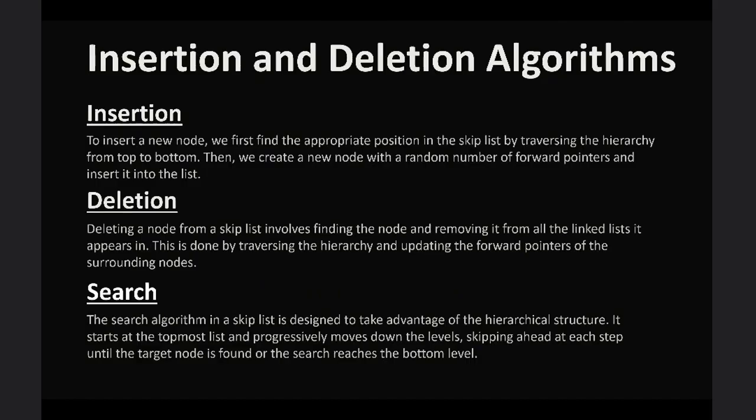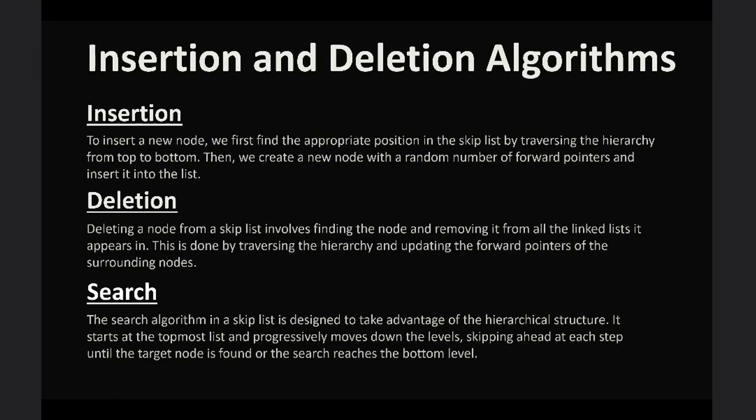In insertion, to add a new node, we traverse the skip list from top to bottom to find the right spot. Then, we create a new node with a random number of forward pointers, and then we insert it. Deleting a node involves finding it and removing it from all the lists it's in. We do this by traversing the hierarchy and updating the forward pointers of surrounding nodes.